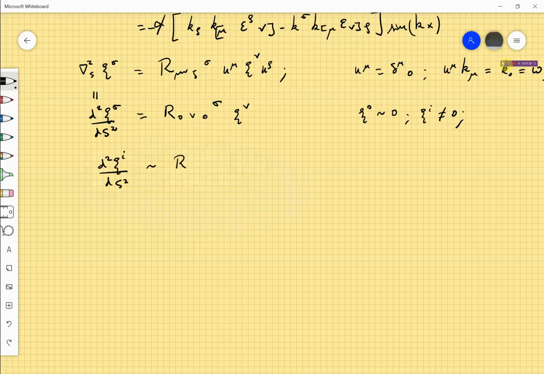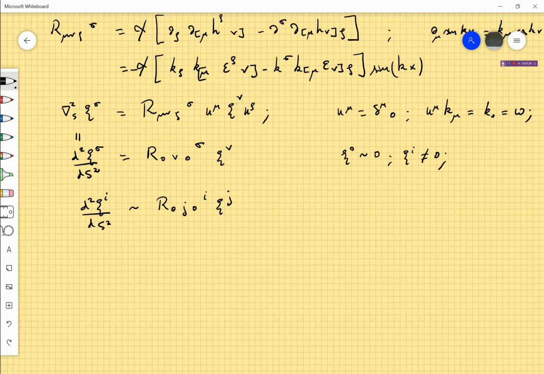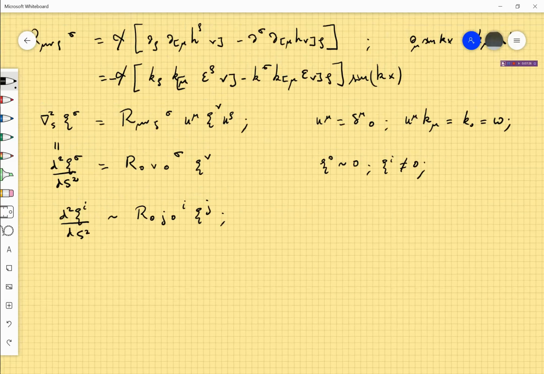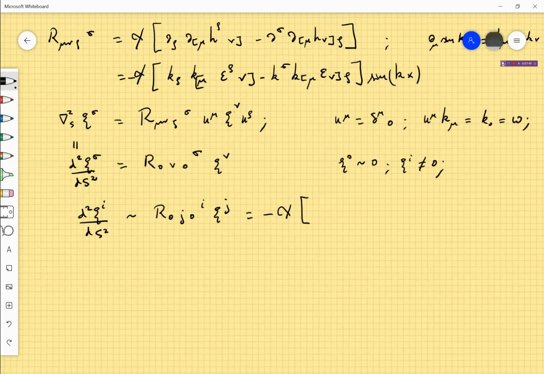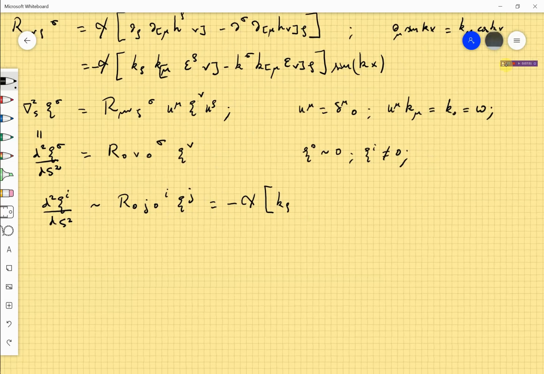Approximately R 0 j 0 i, and psi j. But we just computed what R 0 j 0 i is. We just have to come here, and we see that this is minus chi. Let's see, here rho. First I write the whole equation, and then I set the values of the indices. I think it is more difficult to make mistakes this way.